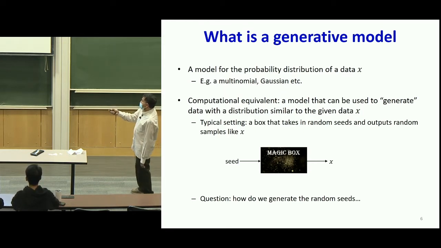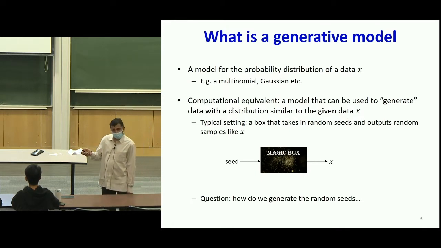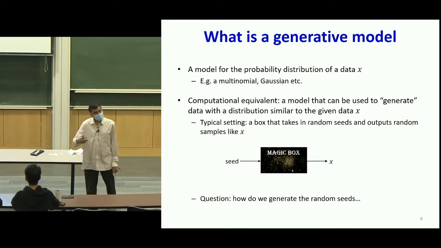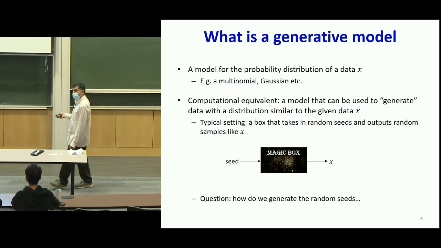From a computational perspective, a generative model is this magic black box where you feed it some random input, and in response to the random input, it generates data of the kind that you really want it to generate. For example, you'll be feeding this model which has been trained on landscapes a random input, and it should generate a new landscape.